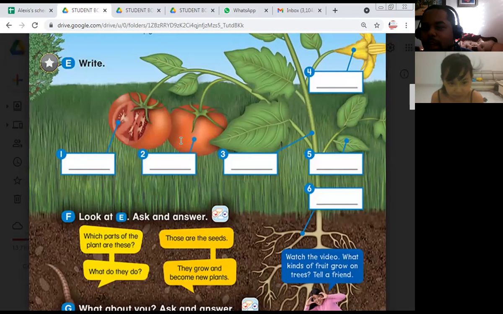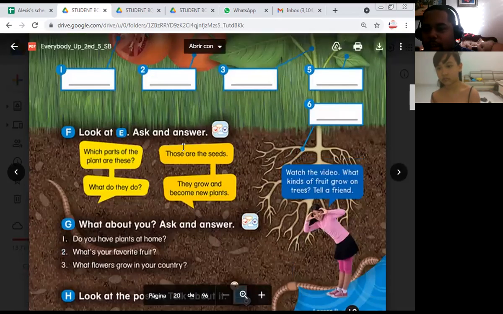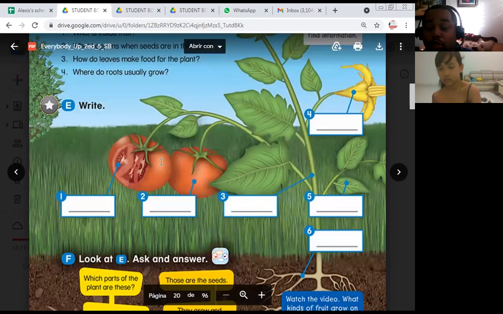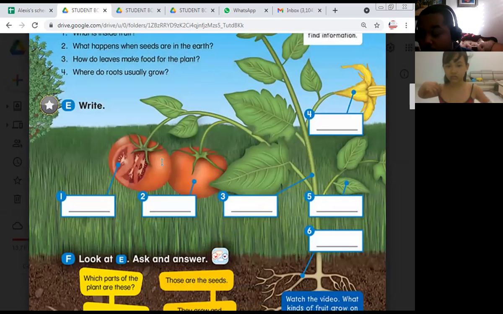Okay, that is right. It has a red color. That is correct. So something I would like to ask you. You refer to the tomato that has the red color, right?